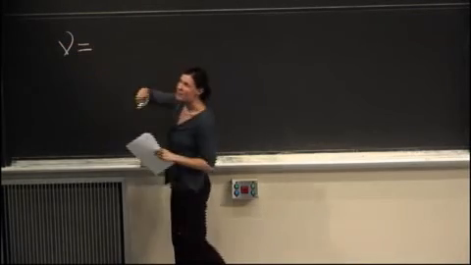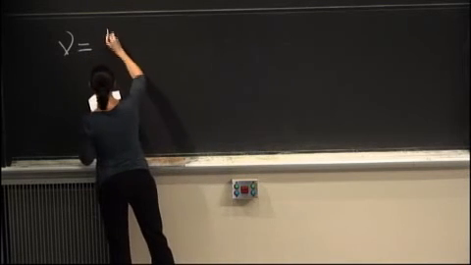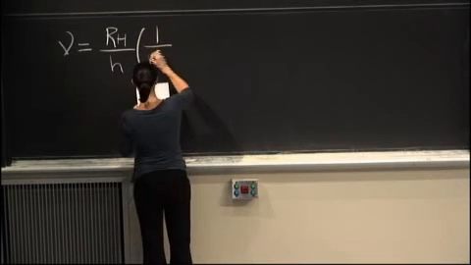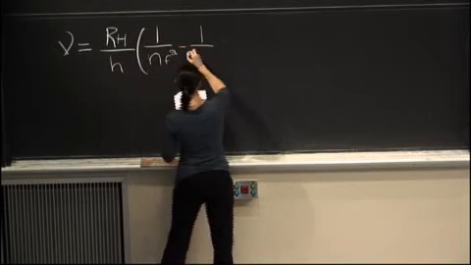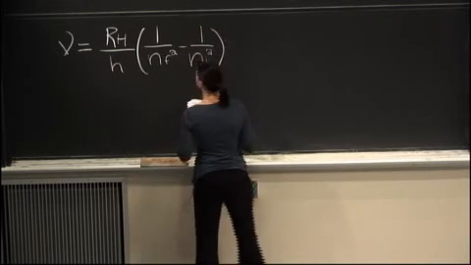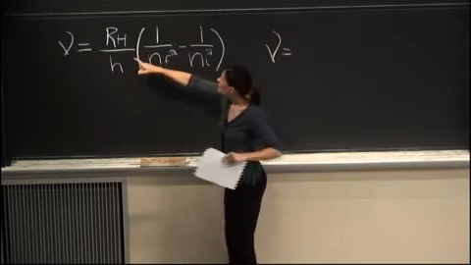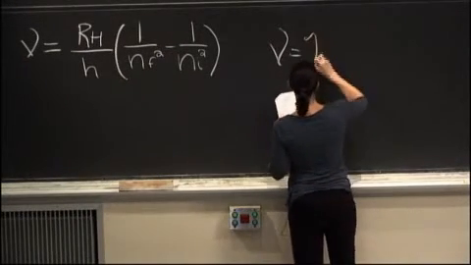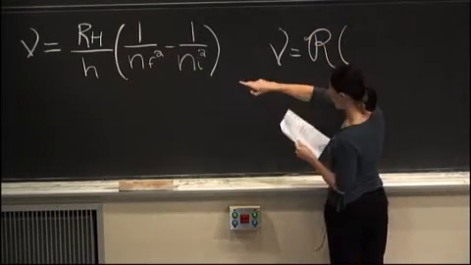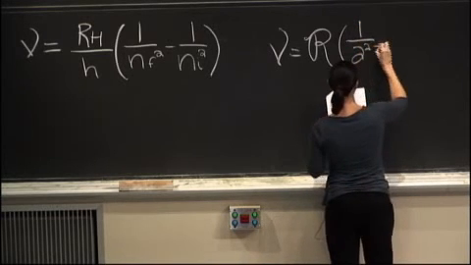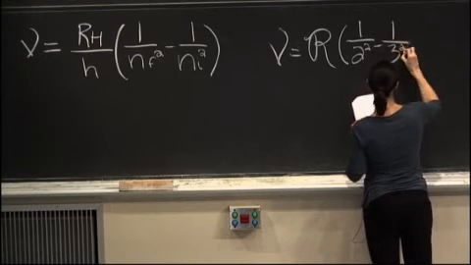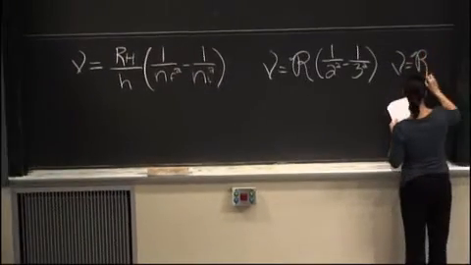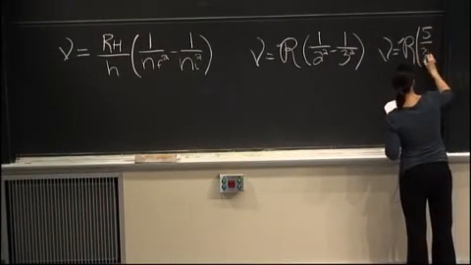So we can get from these energy differences to frequency: frequency is equal to R_H over Planck's constant times 1 over n final squared minus 1 over n initial squared. Let's simplify this to the other version of the Rydberg constant, since we can use that here, that strange cursive R. Our n final is 2, so 1 over 2 squared, minus n initial, so 1 over 3 squared. So our frequency of light is going to be equal to R times 5 over 36.